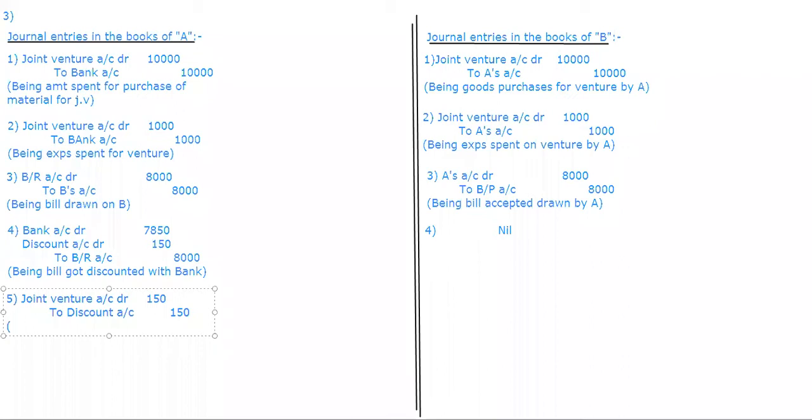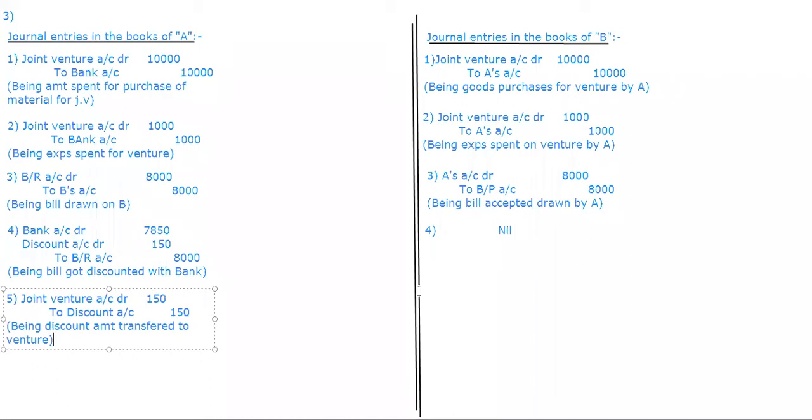So discount is a kind of loss and it is a burden on A. So that's why A will transfer this burden to the joint venture. So when we have this particular loss in the joint venture, automatically it is borne by both the parties, no? Because we share the profit or loss from the joint venture. So this is going to go there. Okay, understand? So here we'll write being discount amount transferred to venture. This is a very important point.